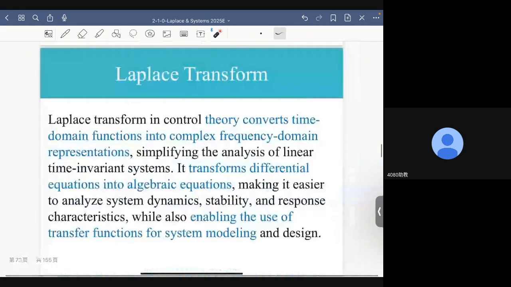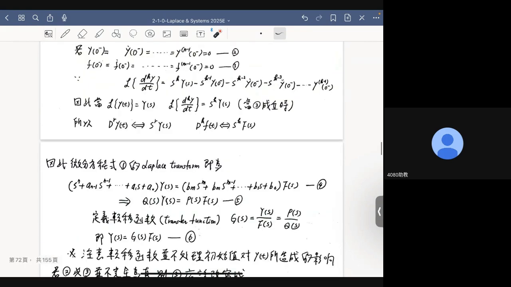Now, let's go back to Laplace transform and summarize what it can do for us. Laplace transform in control theory converts time domain functions into complex frequency domain representation. So s is actually a variable of complex frequency. It simplifies the analysis of linear time invariant systems. It transforms differential equations into algebraic equations. This is an algebraic equation, right?